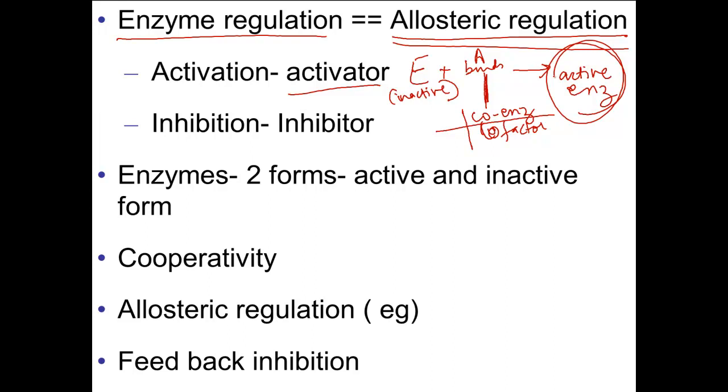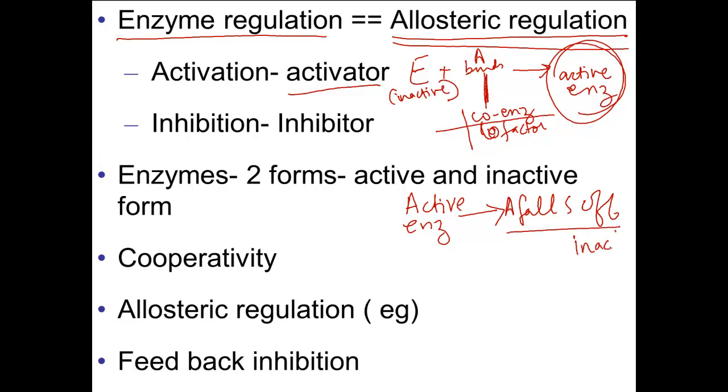Okay. On the other hand, you can also have a different way in which you can deal with it. An active enzyme can have the activator falling off to give me an inactive enzyme, or you can have an inhibitor binding to give me an inactive enzyme. The inhibitor can be competitive or non-competitive, like you had in the previous slide. Okay, so there are different ways in which enzyme regulation can take place. This is all dealing with the necessity of the enzyme to react or not react at that particular juncture.